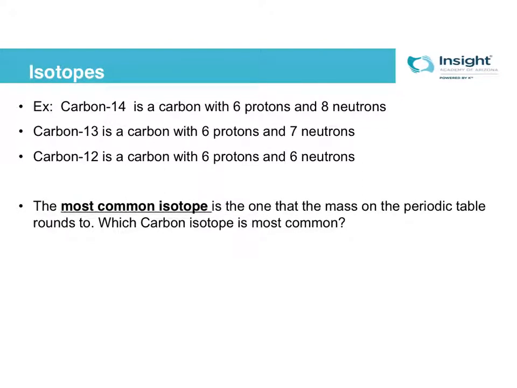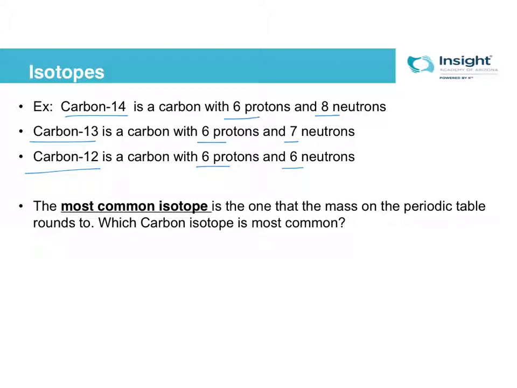So, just a common example here, all right, carbon-14. You might have heard of it before. It's radioactive and it's used in carbon dating. All right, so carbon-14 is a carbon that has 6 protons and 8 neutrons. Carbon-13 has 6 protons and 7 neutrons, and carbon-12 is 6 protons and 6 neutrons. So when I write these names out, what's the number on the end there? Hopefully you might be noticing that it's the protons and neutrons added together.